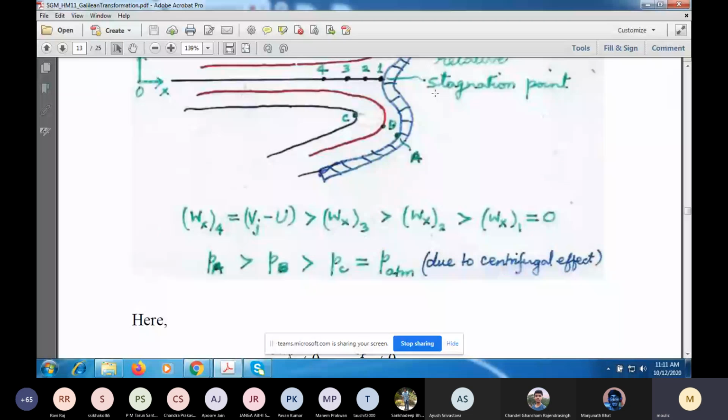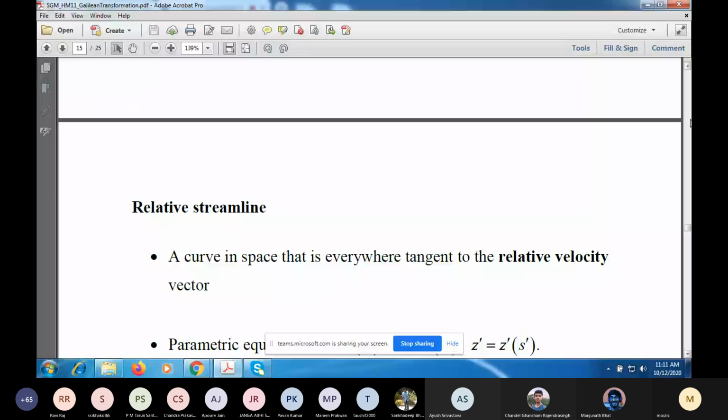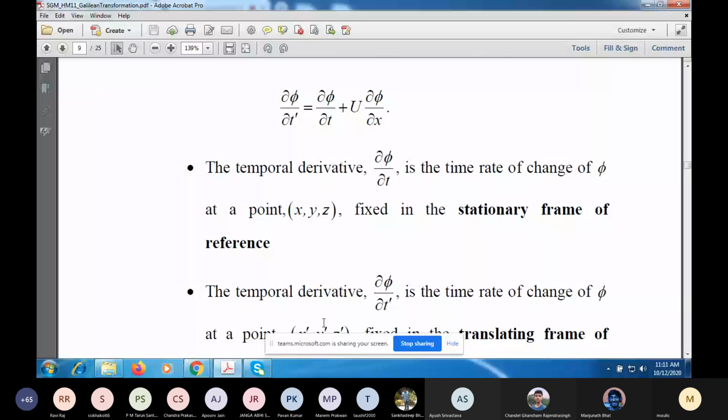Now, what you can do is use the relation between the temporal derivatives to get an expression for Reynolds transport theorem.